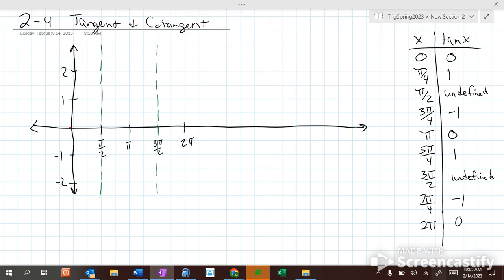All right, at 0, we're 0. At pi over 4, we're 1. At pi over 2, we're undefined. At 3 pi over 4, we're -1, 0, and 1, -1, 0. So we got kind of a pattern going on here. And then -1 at 7 pi over 4, and at 2 pi, we're at 0.